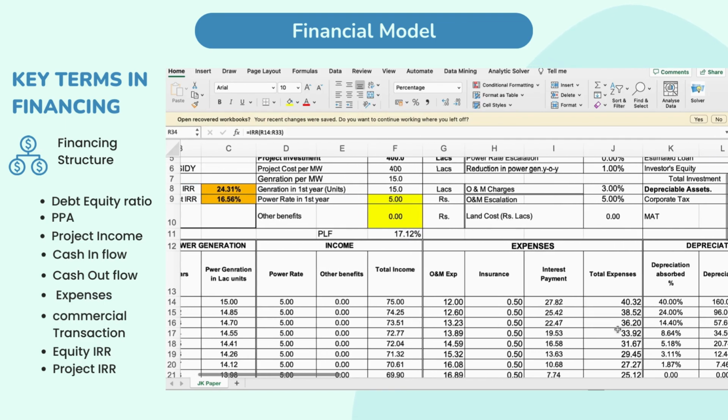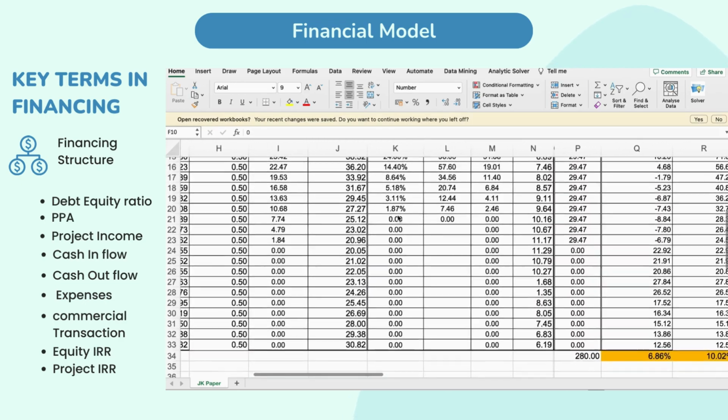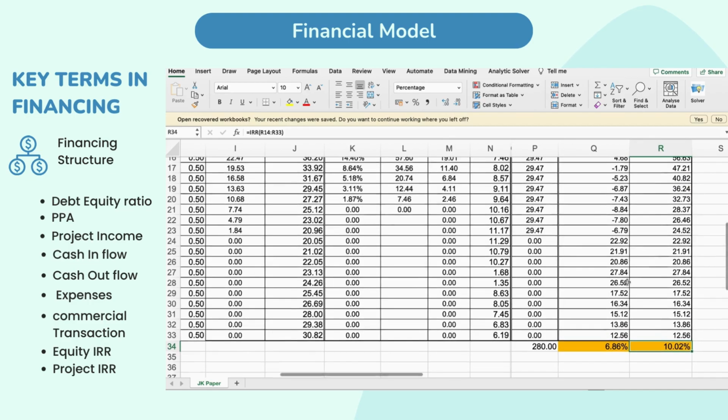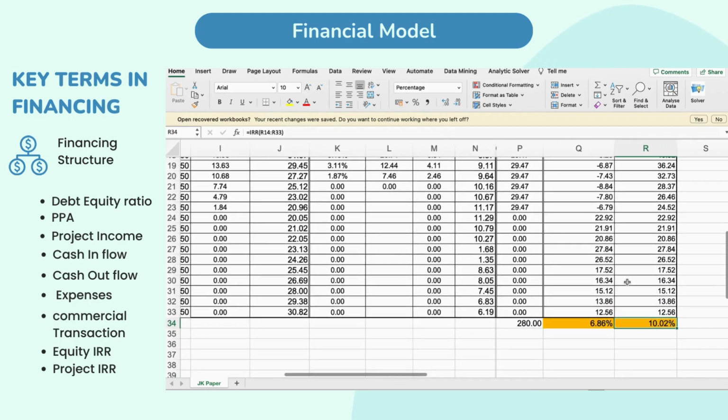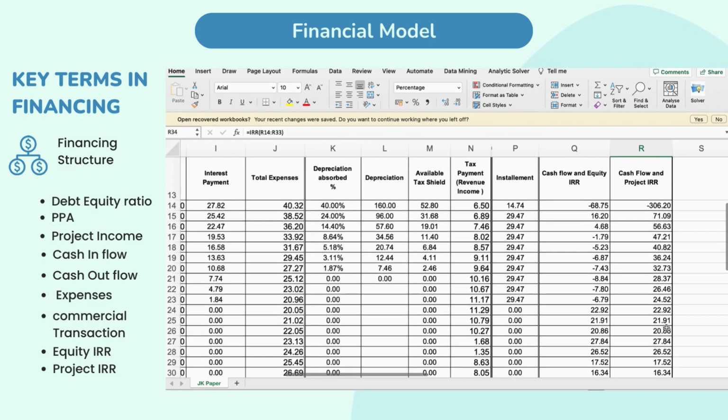But if your tariff comes down, like if you're participating in a reverse bid and you reduce your tariff, let us say by 4 rupees, the equity IRR will come down to 6.86%, and project IRR is 10. Then in this type of situation, the project is not viable, or the returns are not so attractive because the equity IRR is less than the interest rate. Even project IRR is also at par with your interest. So you are not earning much from it. Then it is not a bankable project.